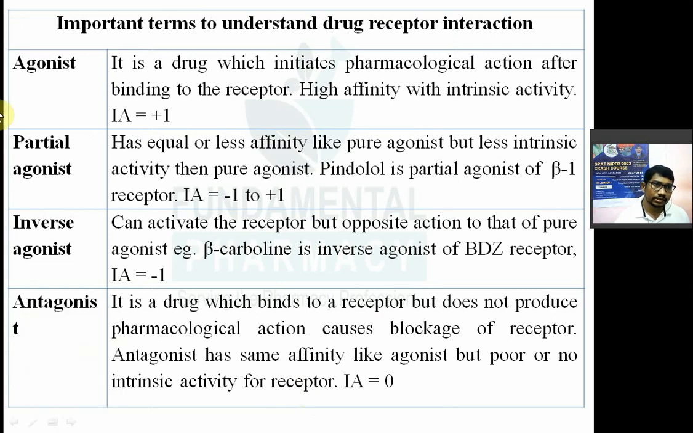An agonist will combine with the receptor. It has a high affinity and high intrinsic activity, and will produce a full pharmacological effect, that is, the intrinsic activity is +1.